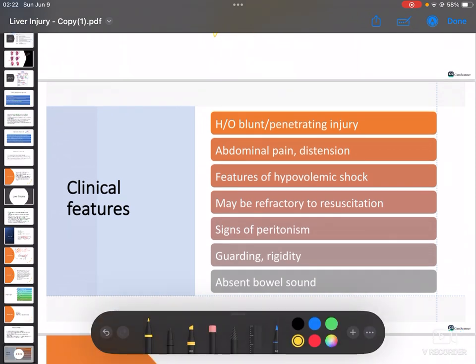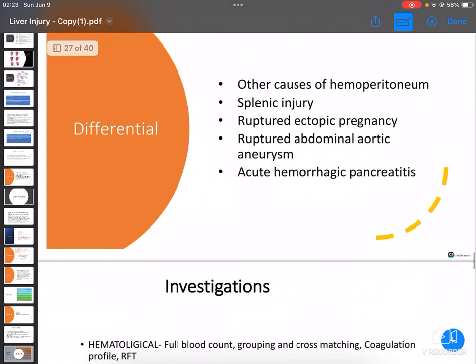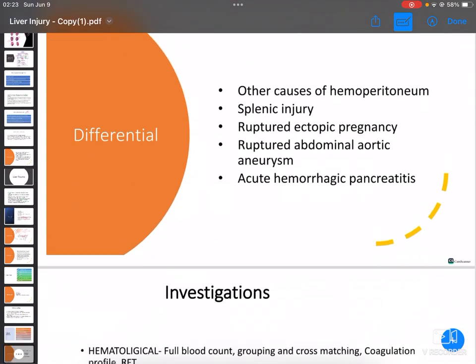Clinical features: history of blunt or penetrating trauma, abdominal pain, features of hypovolemic shock. The patient may come with shock, may be refractory to resuscitation. We could not resuscitate the patient. And signs of peritonism: guarding, rigidity, absence of bowel sounds. Other causes of hemoperitoneum: splenic injury, ruptured ectopic pregnancy, ruptured abdominal aortic aneurysm, acute hemorrhagic pancreatitis.